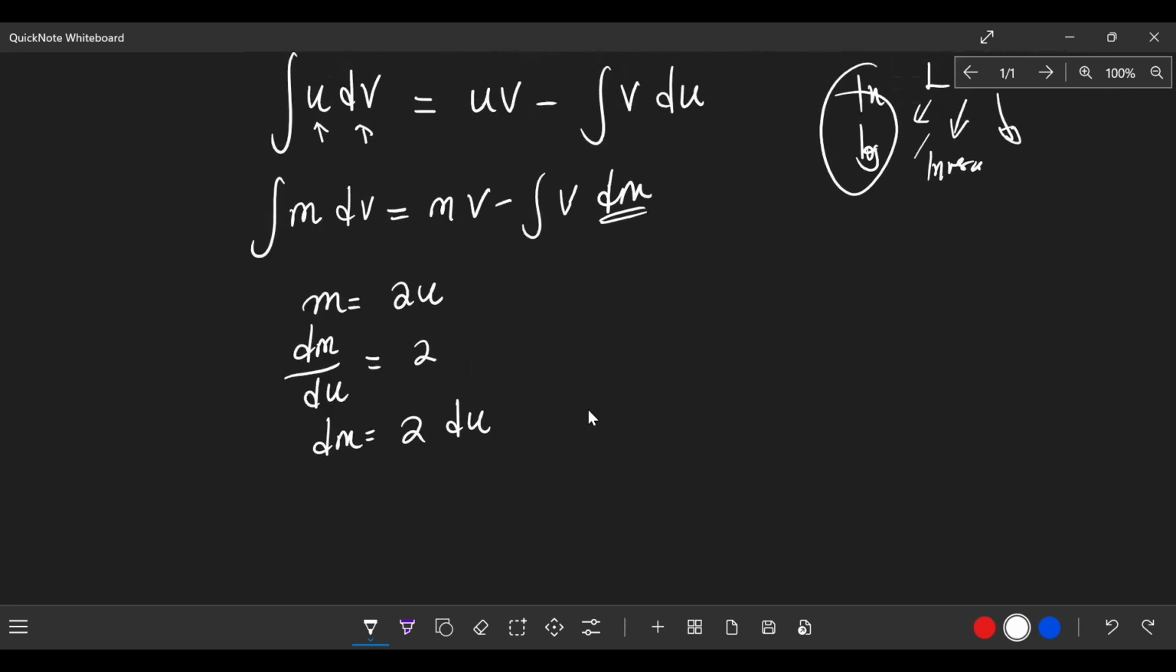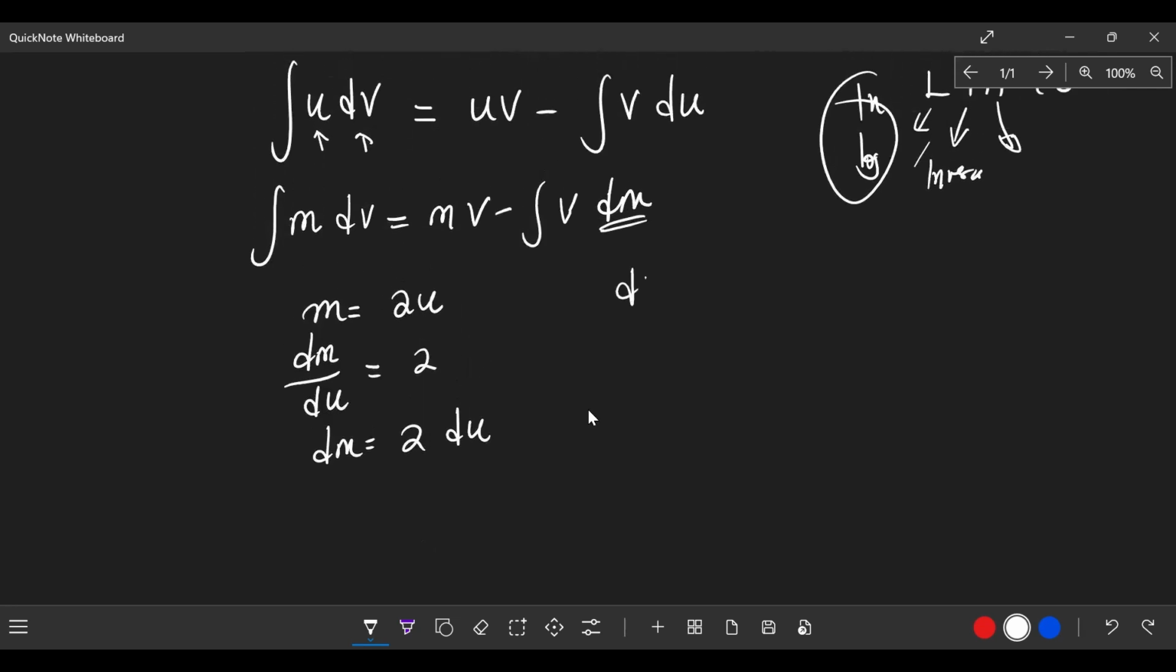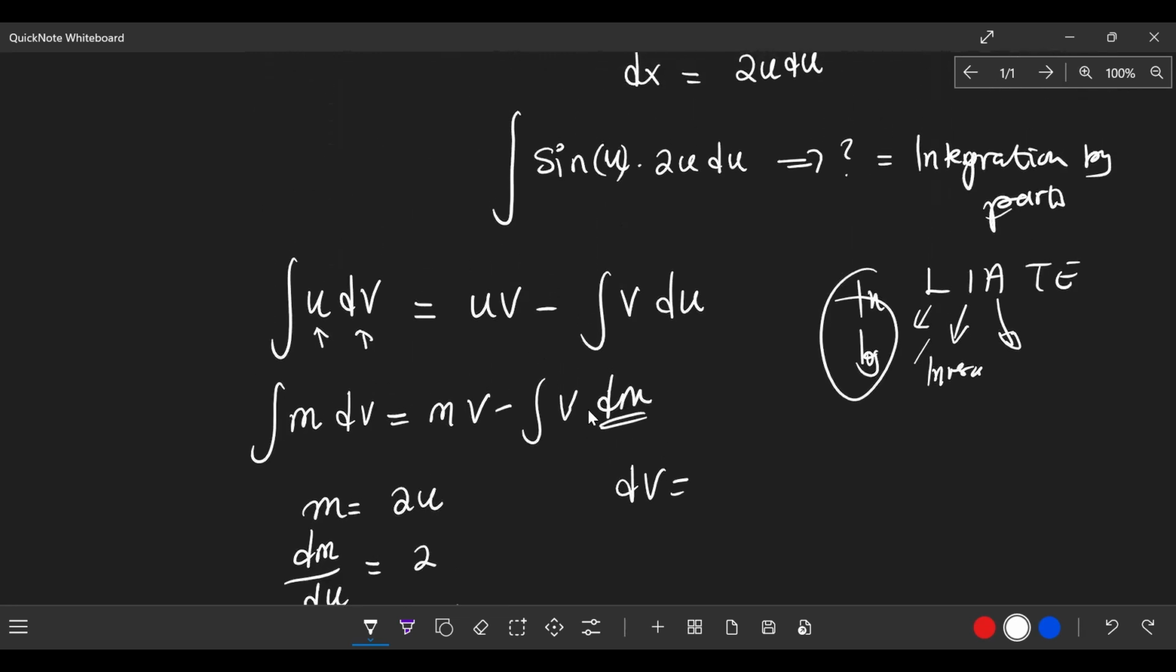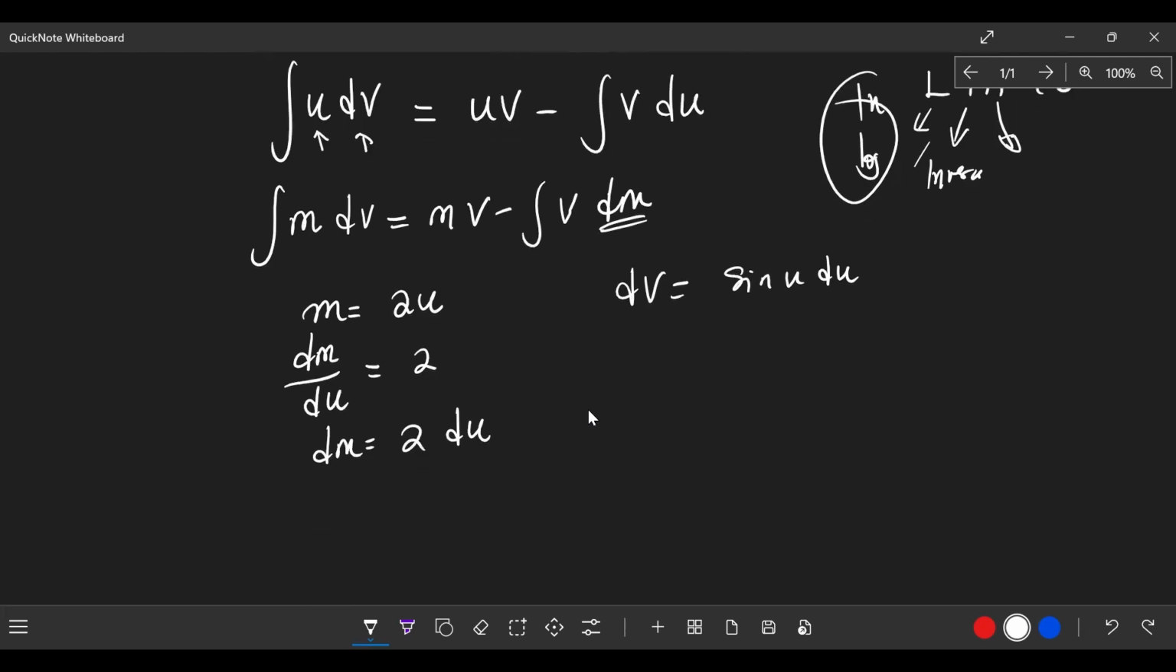And also, what is my dv? My dv is everything that remains after I take out my m, right? So what remains here is what? I've taken out my m to be 2u, and then my dv is simply sine u du, isn't it? Okay, so I'm going to get my v by integrating this. So v is simply equal to negative cosine u. Okay, please don't add plus c here. Don't do that. You add a constant to your final answer.